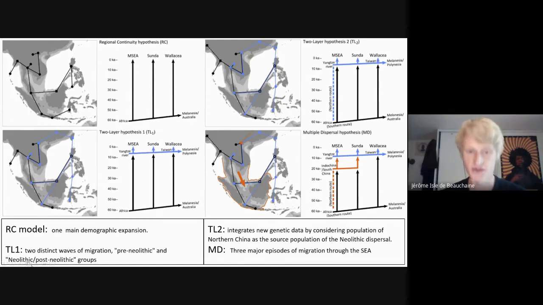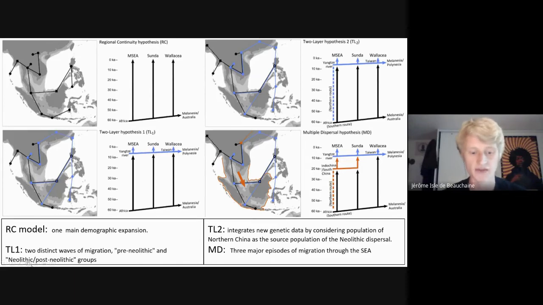To study this point, four migration scenarios were proposed. The first one was called the regional continuity hypothesis. Under this model, the settlement was made during one main demographic expansion, which corresponds to the initial Pleistocene diaspora, around 50-60,000 years ago. This model implies a high level of genetic continuity between populations, because the mechanism here is isolation by distance, so it is linked with the founder effect.